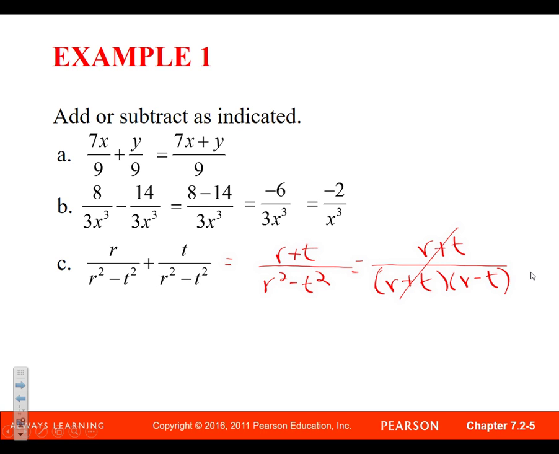All right. Any questions on example C? No? Easy enough? Cool beans. Let's move on. How about you try D then?